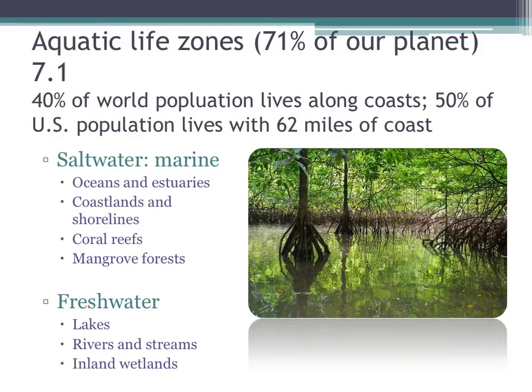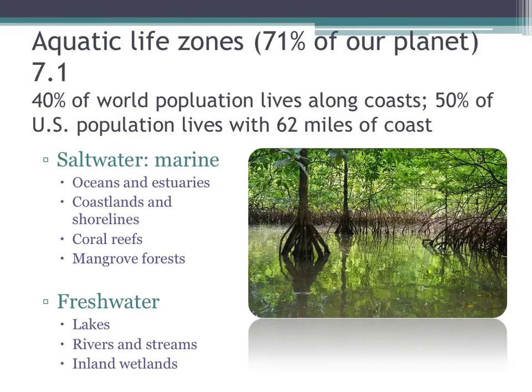Salt water is marine water. It's generally about 3% salinity. That can vary, obviously. Oceans and estuaries are included in here. Estuaries, rather, are where fresh water meets salt water, very highly productive ecosystems. Coastlands, shorelines, coral reefs, mangrove forests, we're going to break those all down. The picture to the right is actually a mangrove forest, which is excellent habitat, unfortunately being destroyed by many countries.